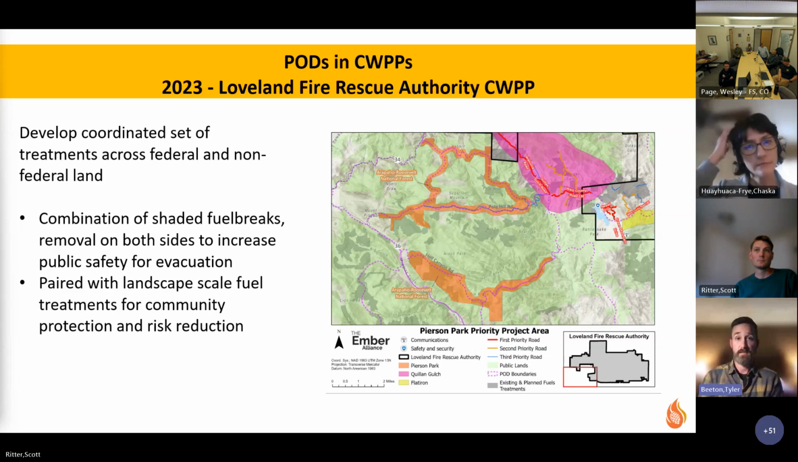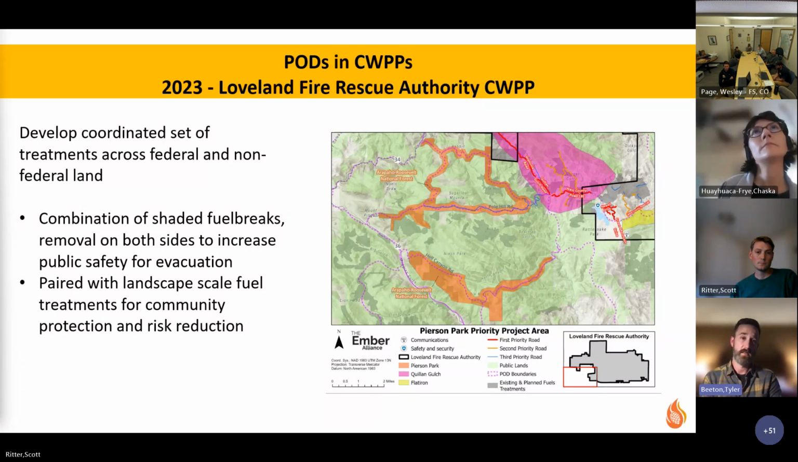This is, I think, the last slide, and this is just an example. I think Wes and Daniel are going to go through some examples on Forest Service land, and I just want to provide an example of a CWPP that has started to incorporate pods just adjacent to the ARP. This is the Loveland Fire Rescue Authority CWPP. The goal of this CWPP was to develop a coordinated set of treatments across federal and non-federal land. You can see here in the orangish color, they were hoping to do a combination of shaded fuel breaks on both sides of pod boundaries and roadside treatments to increase public safety for evacuation.